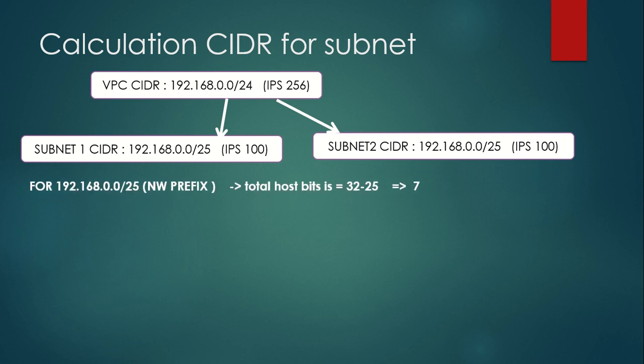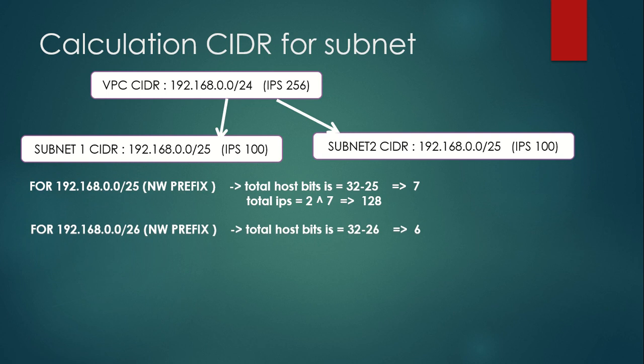For 192.168.0.0/25, the total host bits is 32 minus 25, that equals 7 available host bits. Based on this we find the total IPs, that is 2 to the power of 7, that equals 128 available IP addresses. As per my requirement, I want to allocate 100 IP addresses for subnet 1 as well as 100 IP addresses for subnet 2. So this CIDR block is going to fulfill my requirement, right?